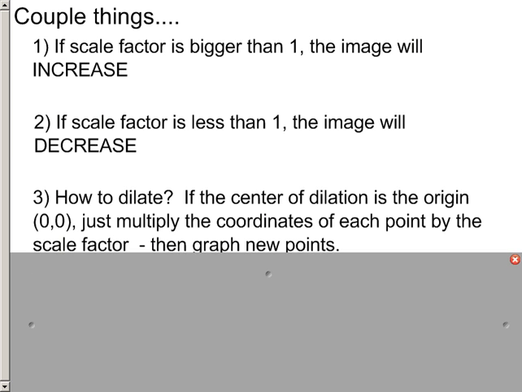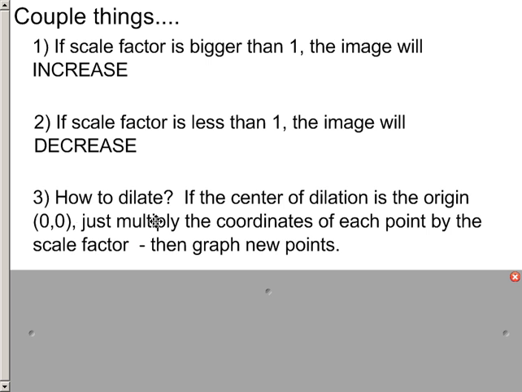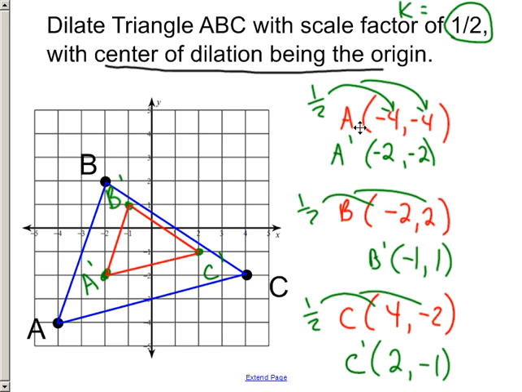And finally, how do you dilate it? You just get the coordinates and you multiply them by the scale factor, and then you graph those new coordinates. And that's what we did here. We got the coordinates that we saw originally, multiplied them by the scale factor, took all the new coordinates for the prime points, and graphed them. That is a very easy type of dilation. There are more complicated ones. This works as long as your center of dilation is the origin right here, and they tell you what that center of dilation is.